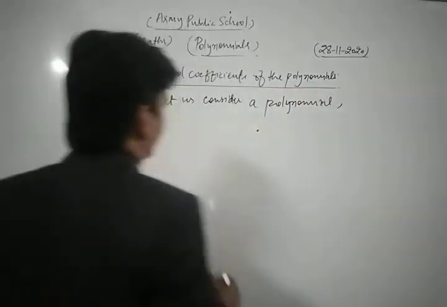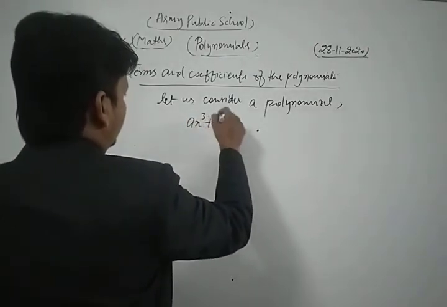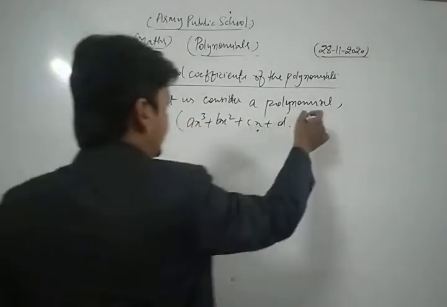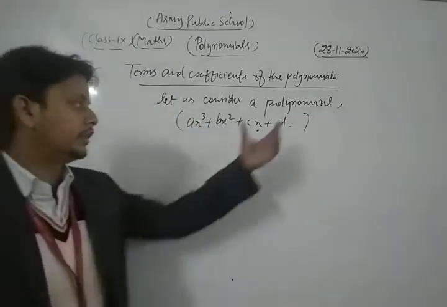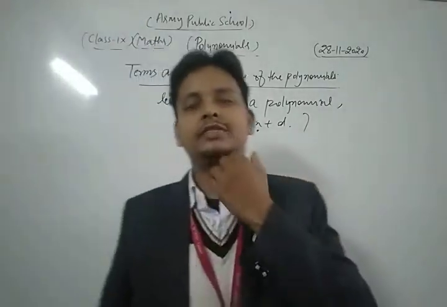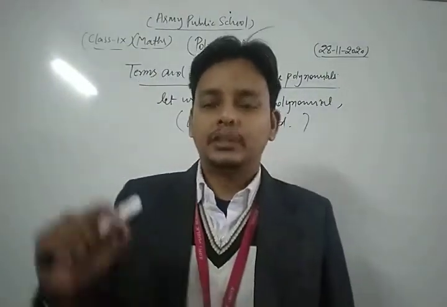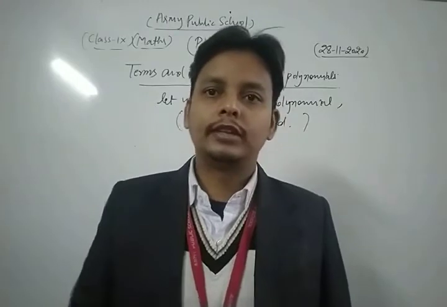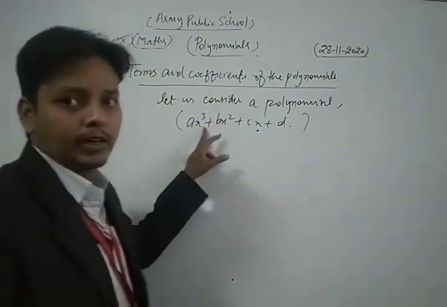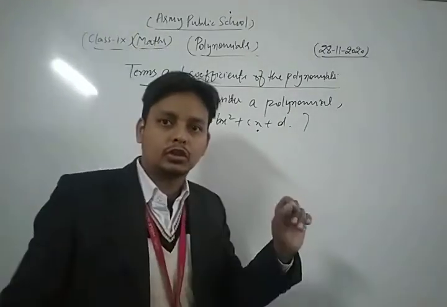Let us consider a polynomial ax cube plus bx square plus cx plus d. Suppose we consider a polynomial of degree 3. What is the degree of the polynomial? In previous classes we already discussed that the highest power of the variable in any polynomial is known as its degree. So in that polynomial its degree is 3. So this is a cubic polynomial.